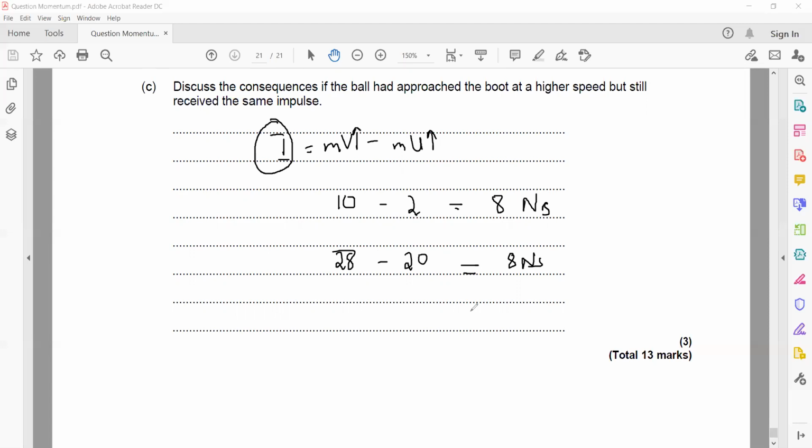So the initial momentum will be higher. If we want the same change in momentum, the difference in the two momenta, the final speed should be higher. And if we want a greater final speed, we should apply a greater force to have the same change in momentum. Is it clear?